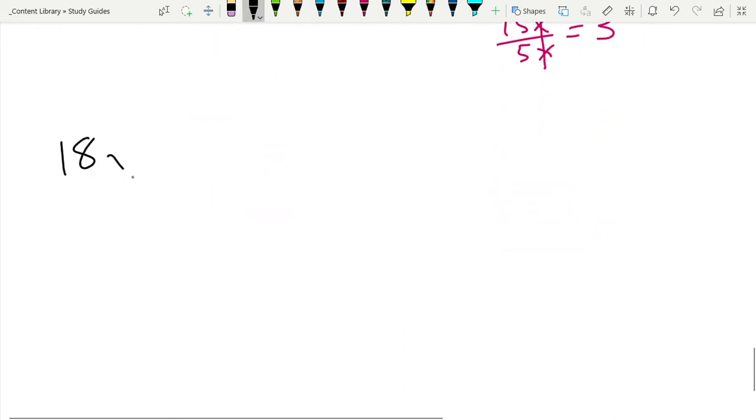Number 10, we have 18x to the 7th y to the 3rd minus 30x to the 3rd y. So we start with GCF. And again, we have one. The biggest number that can go into a 6 as well as into an 18.